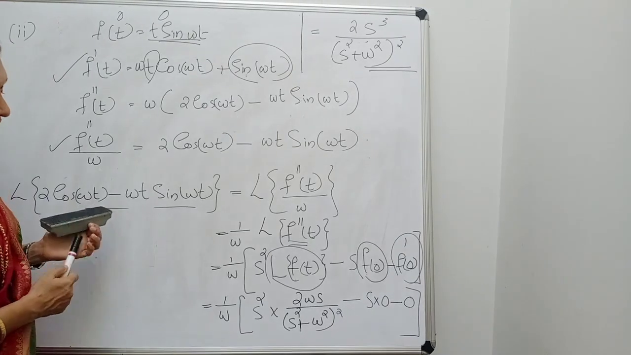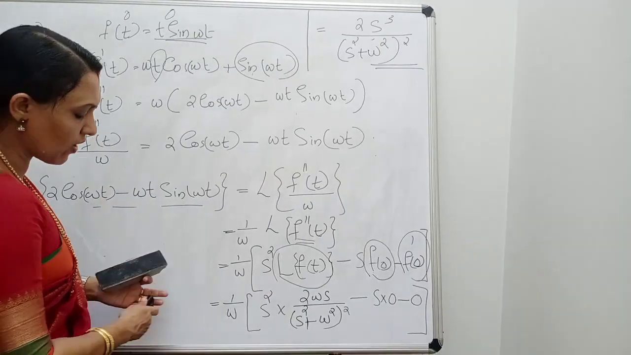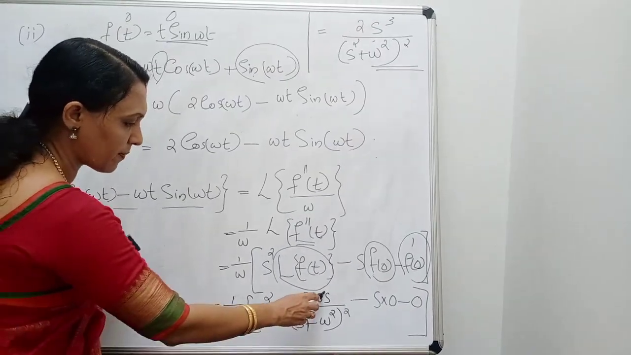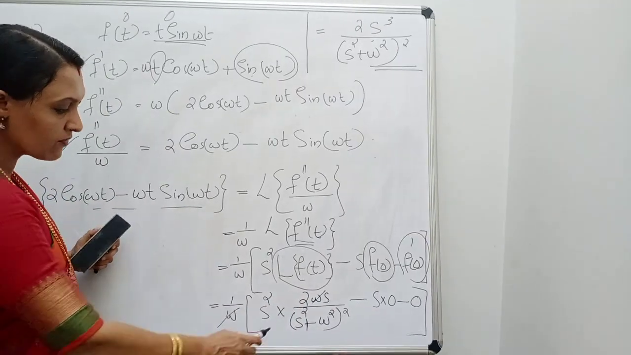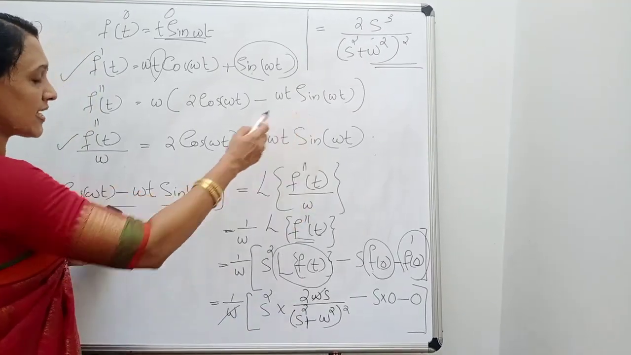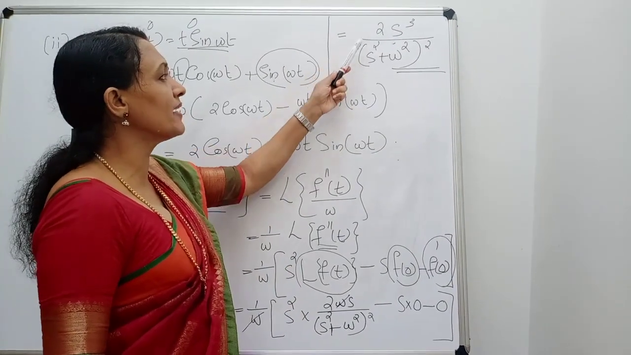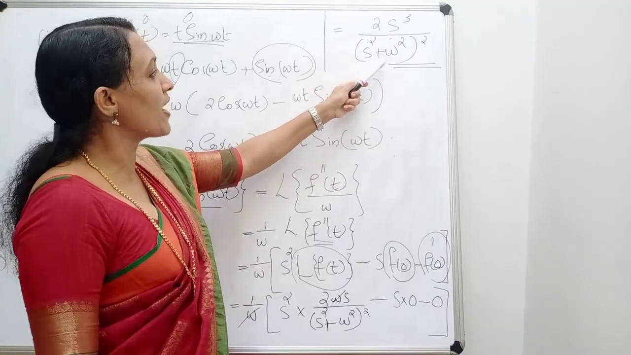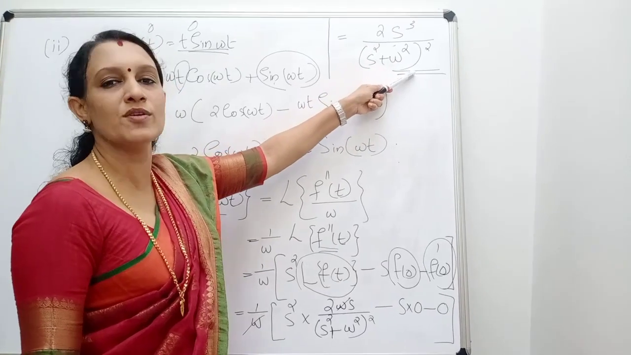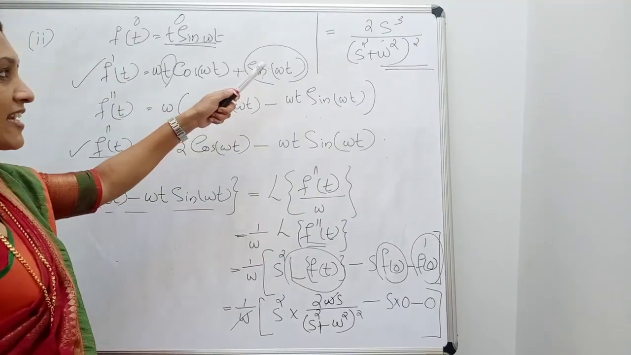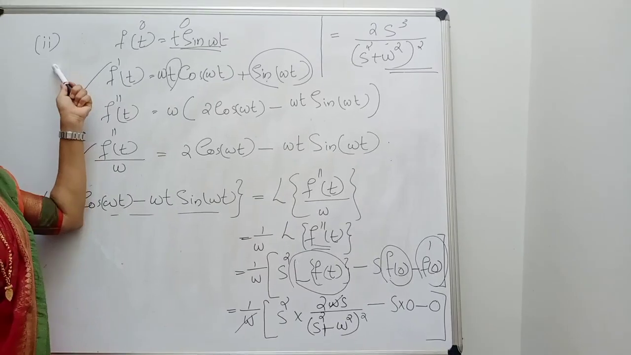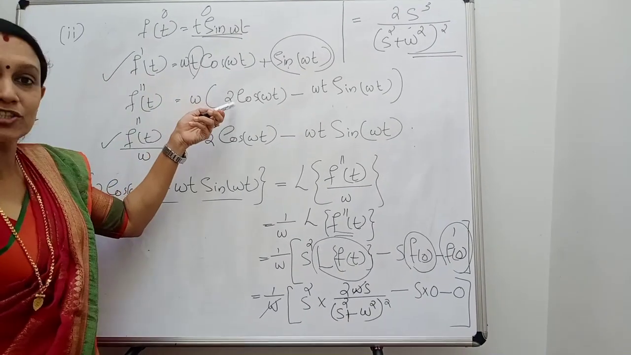Therefore, the final answer is 1 by omega, where omega gets cancelled. Here omega gets cancelled. We'll get 2s cube. See, here I wrote the final answer. It is 2s cube divided by s square plus omega square, the whole square. This is the final answer of the second question. Okay, so I hope you understood this question.